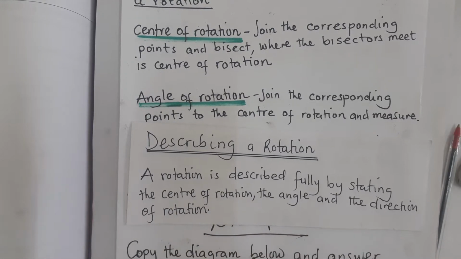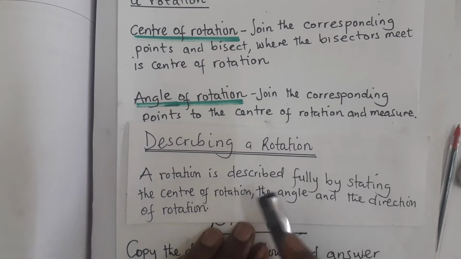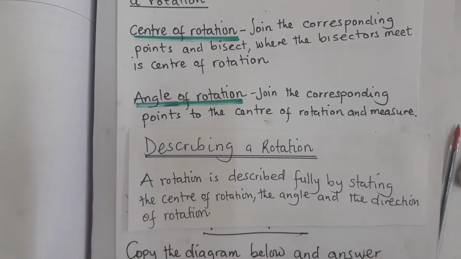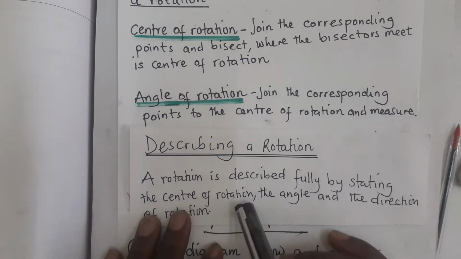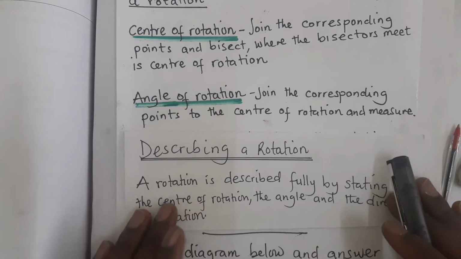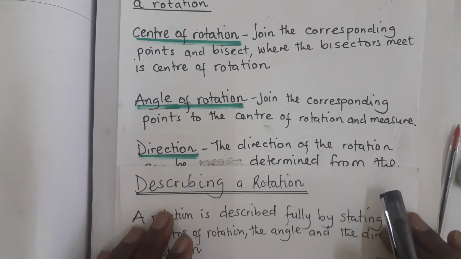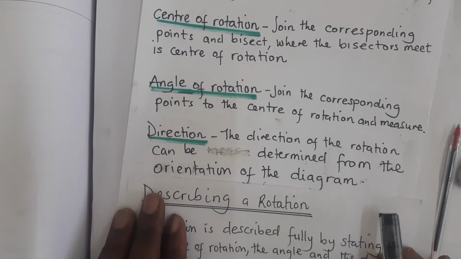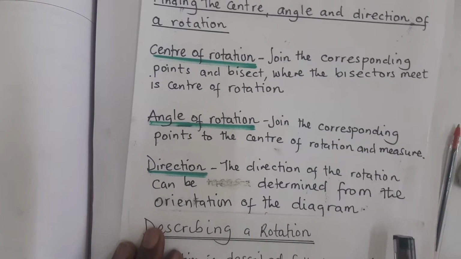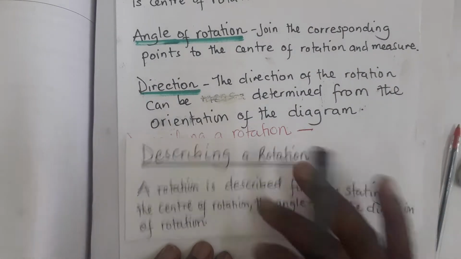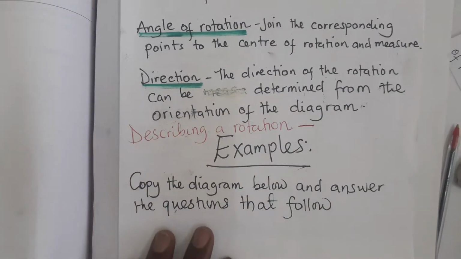of rotation. So for you to describe fully the rotation, you need to state the center of rotation, the angle, and the direction of rotation. So I said you need first to copy these notes, just like this, from up there up to how to describe. Then now we can come to the example.